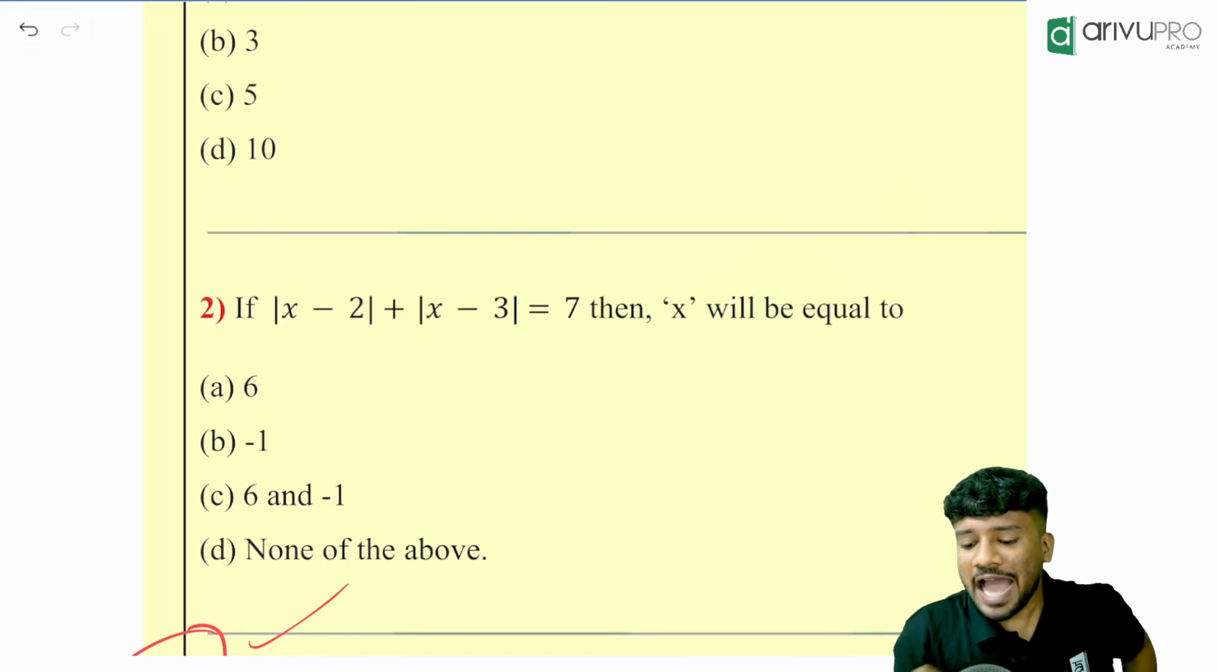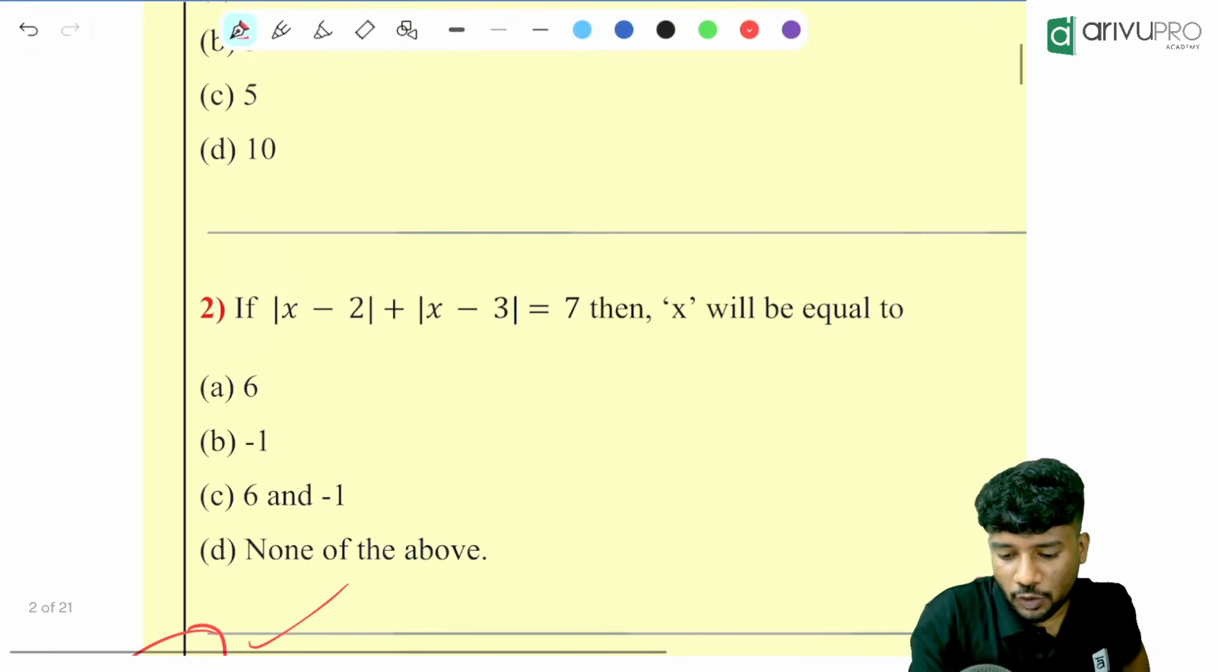Now, I need to find the value of x. The question is given as what?